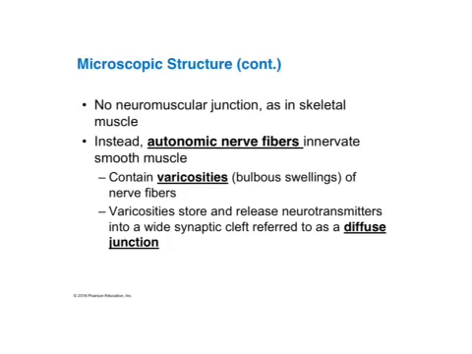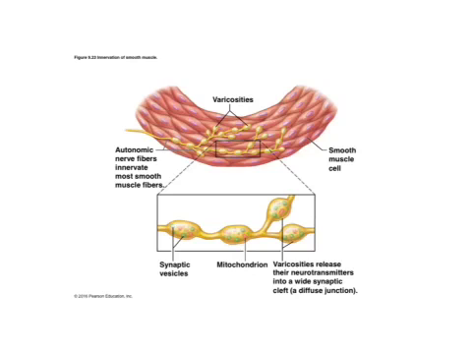Where we release the neurotransmitters, it's not called the neuromuscular junction. Instead, it's called diffuse junctions, because as we release the neurotransmitters, they are just released through diffusion and then attach to wherever they need to go. So here's one of our layers for the smooth muscle. Here's one of your autonomic nerve fibers. And the enlarged areas, those are your varicosities. You can see we have several. Inside of the varicosities, that's where we have the neurotransmitters, which would then be released at those diffuse junctions.